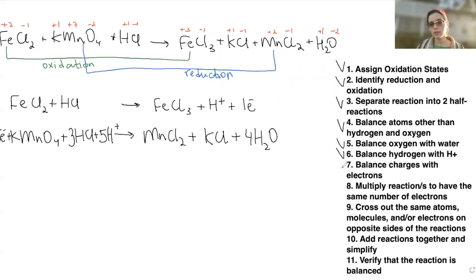So I've done that. Now I need to multiply reactions to have the same number of electrons. So I have 1 electron in this reaction, and I have 5 electrons in this reaction. So what I need to do is multiply 1 reaction or both reactions in a way that I have the same number of electrons in both reactions. So the simplest thing to do is to multiply this whole reaction by 5.